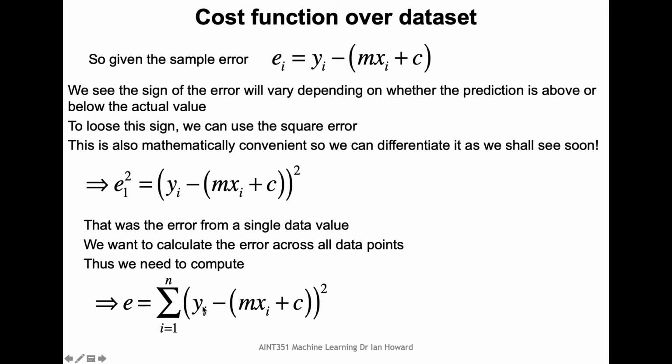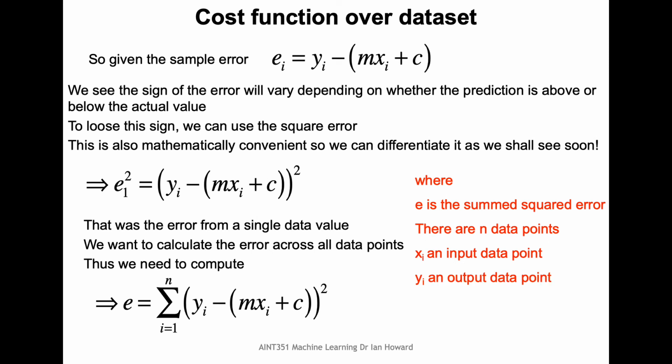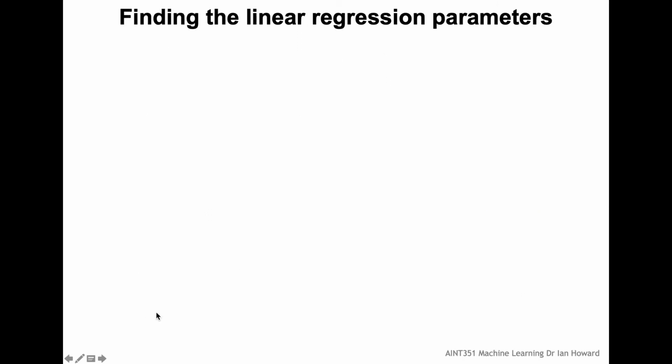And the sample error, like I said, is given by the y value at that sample point, take away the predicted y value, squared. Okay, so E is the summed error, n is the number of data points, xi is the input data point, yi is the output data point, m is the gradient, and c is the offset. So we can calculate the overall sum squared error over the data set using that expression.